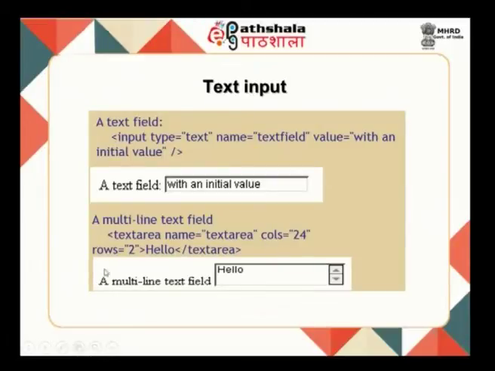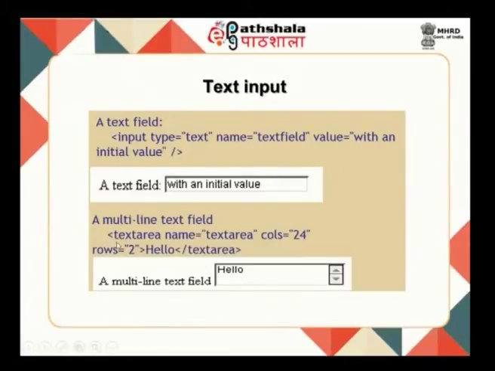So, here rows and columns are very specific to the text area element. Here columns are given as 24 and rows is given as 2. So the text area comprises 24 columns and 2 rows. Here you can see the text that is displayed in the text area as hello.